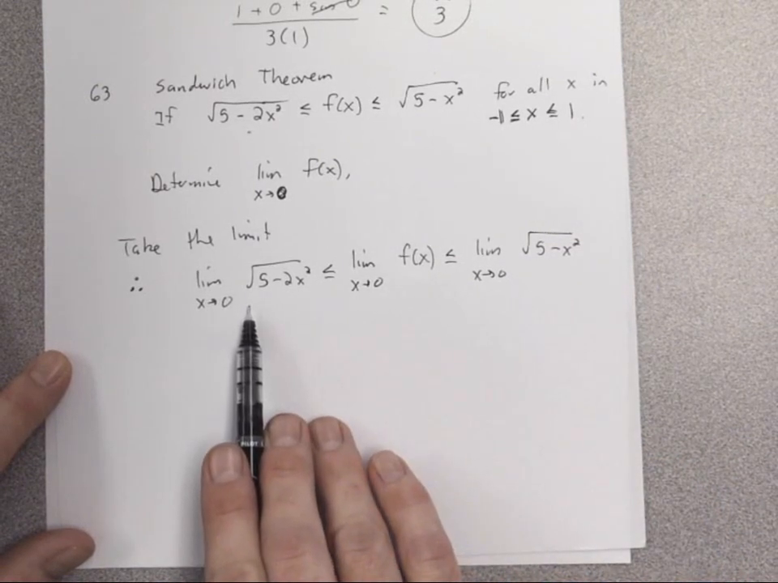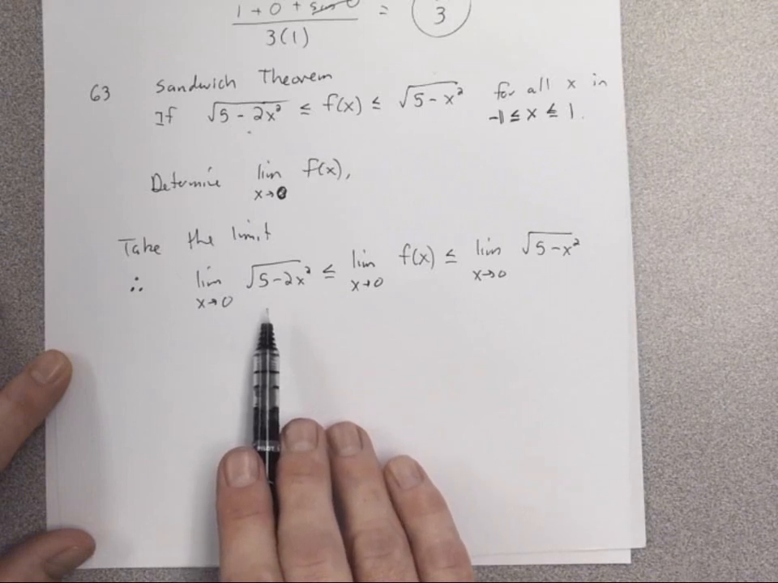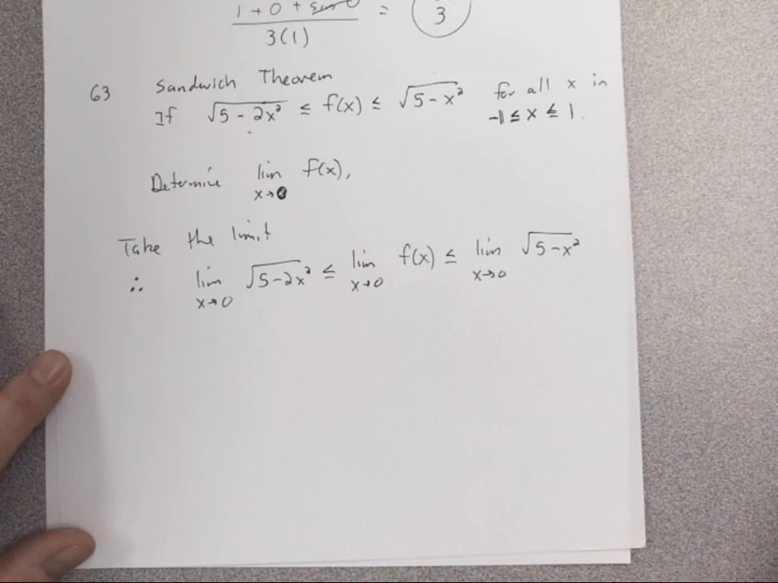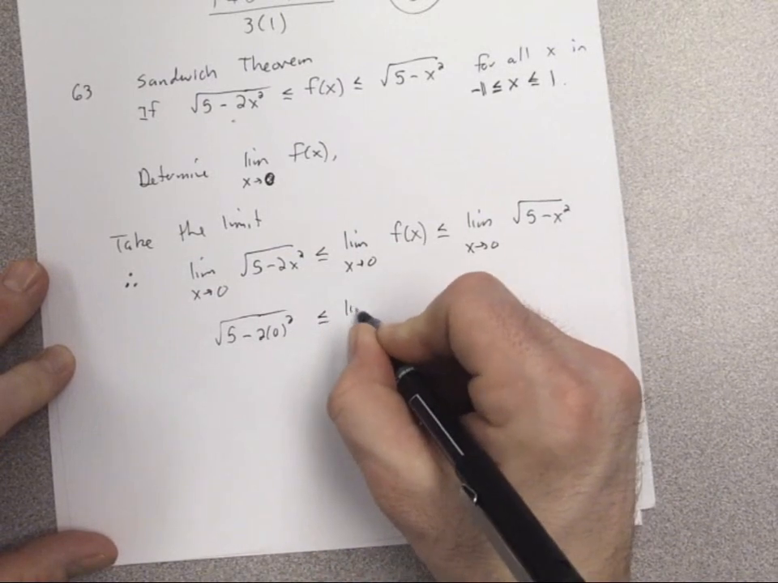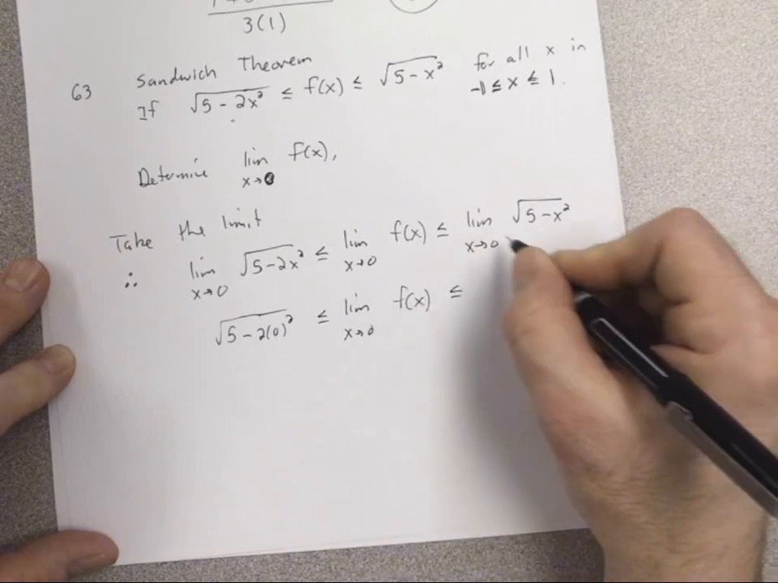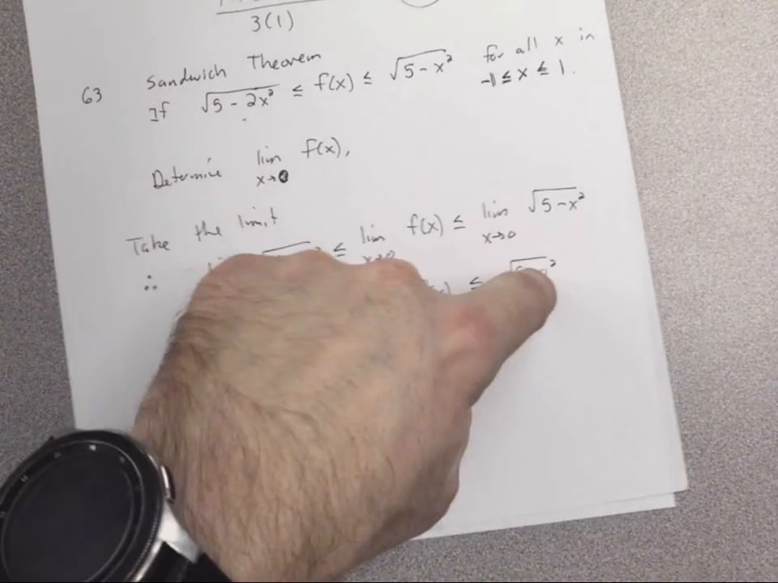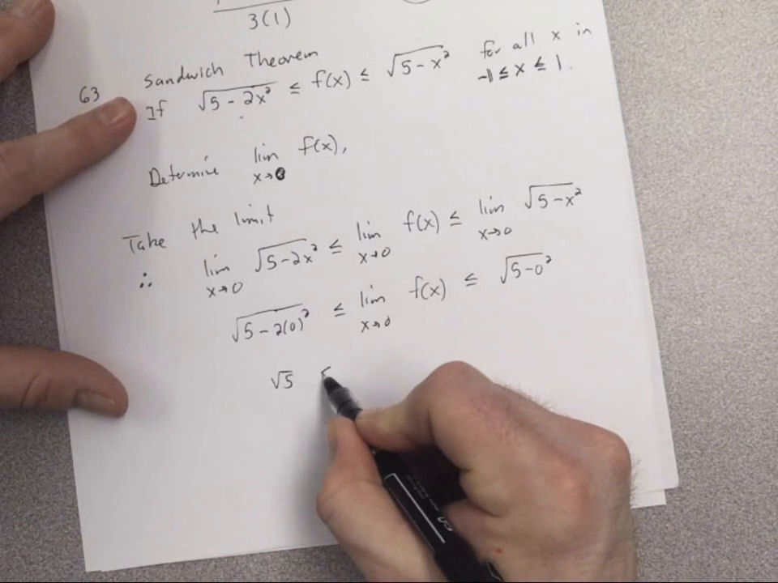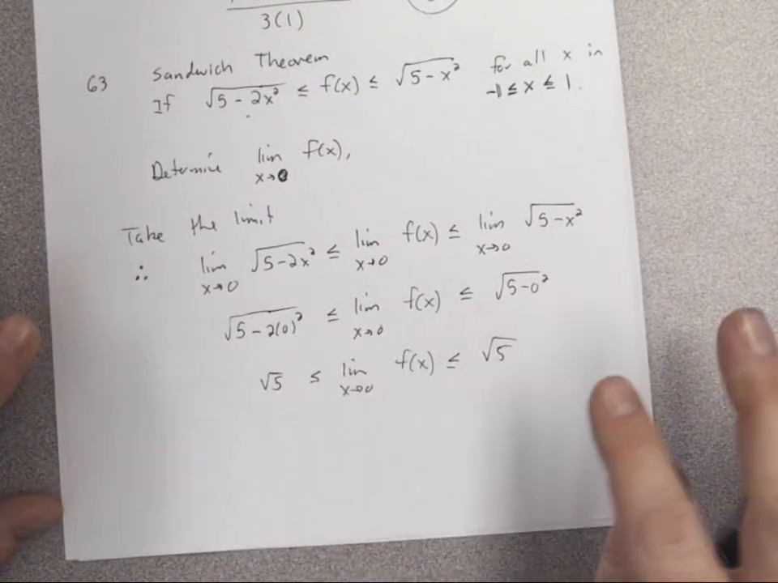Okay. What's the limit of this as x approaches 0? Square root of... why? Because you plug in 0 times anything is 0, and then 5 minus 0. You guys agree that this function's defined at 0? Because you're not getting a 0 on the bottom, you're not getting negative radicals. It's in the domain, so this limit can just be found by plugging it in. 5 minus 2 times 0 squared would be less than or equal to the limit as x approaches 0 of f of x, which is going to be less than or equal to the square root of 5 minus 0 squared. So this simplifies to root 5 is less than or equal to the limit as x approaches 0 of f of x, which is less than or equal to the square root of 5 as well. So this thing is bounded by root 5 and root 5.